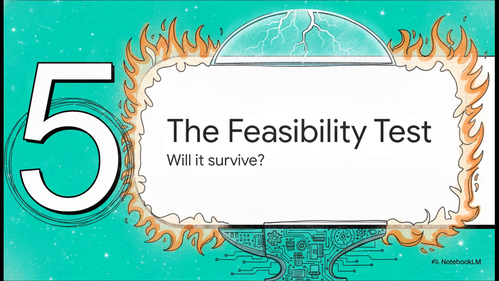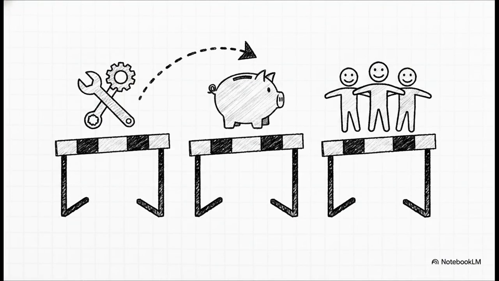Section 5, the feasibility test. Will it survive? Once that system request is actually submitted, it enters the crucible of the feasibility analysis to see if it can actually survive out there in the real world. The project's merits are assessed against three major hurdles: our technical familiarity, the financial return, and whether the organization is actually going to embrace the change.